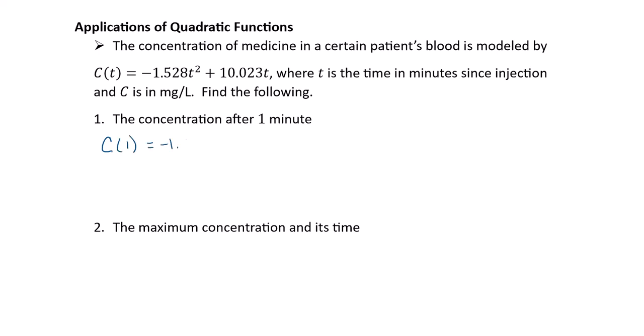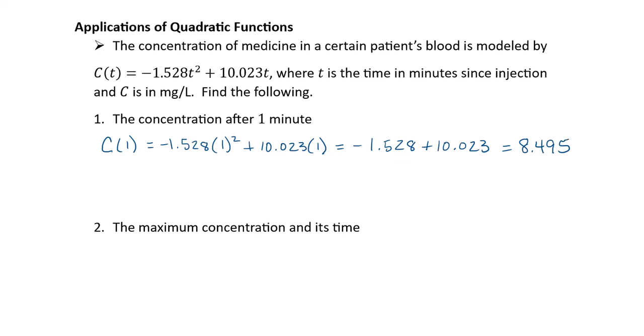That's negative 1.528 times 1 squared plus 10.023 times 1. So a negative 1.528 plus 10.023, and that gives us 8.495.